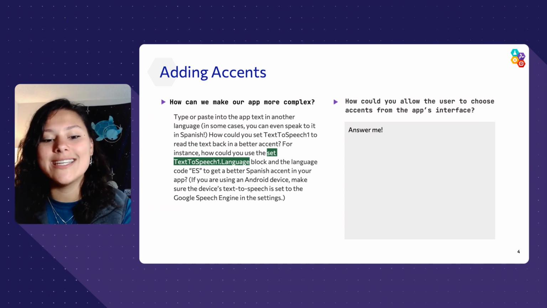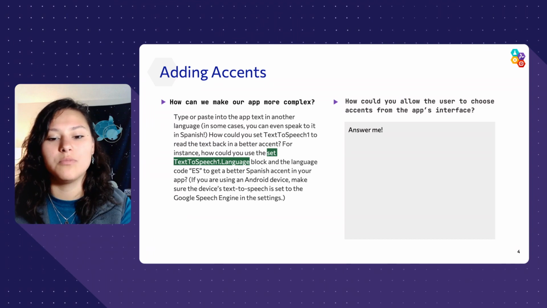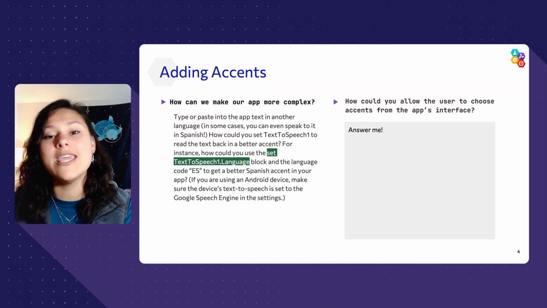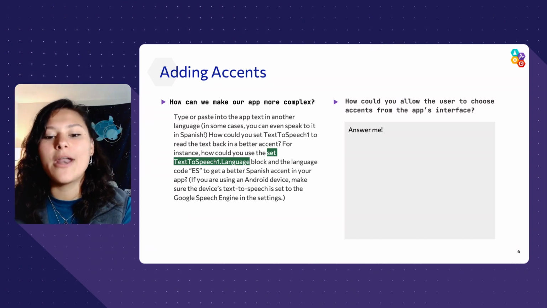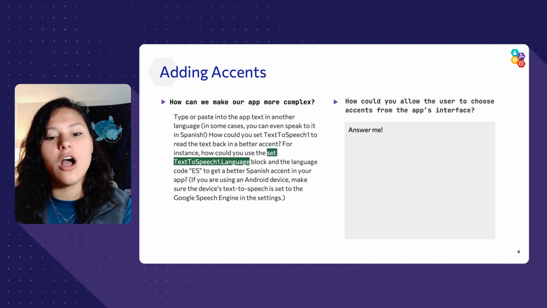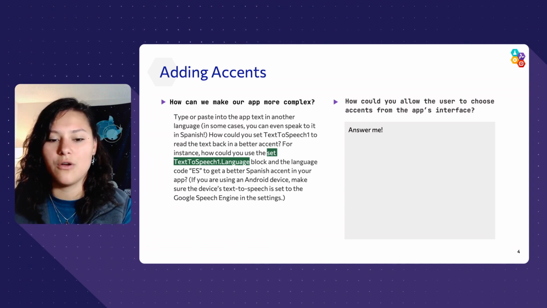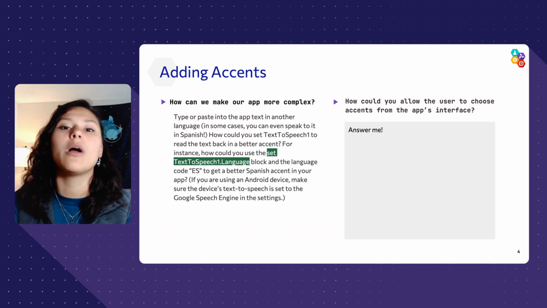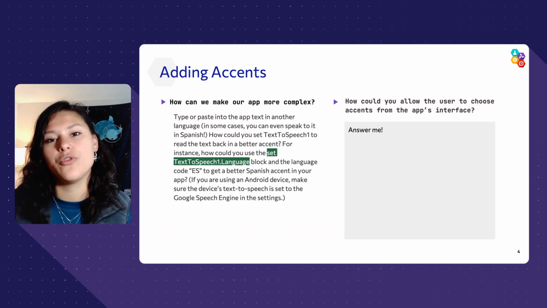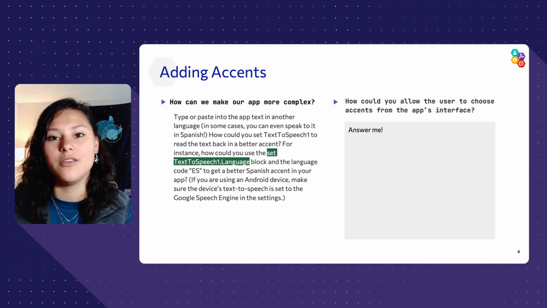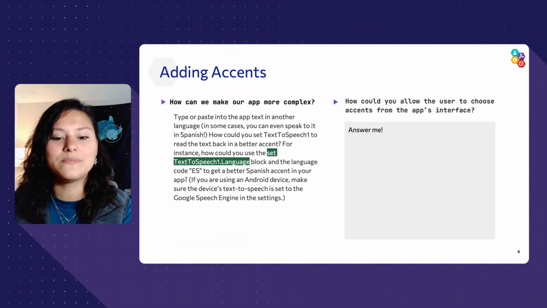So you can set text to speech one.language block and the language code ES, which is Espanol, to get a better Spanish accent. And then there are other shortened language codes for other different languages. French would probably be FR. You can scroll through them and see which one you're translating for your own language.